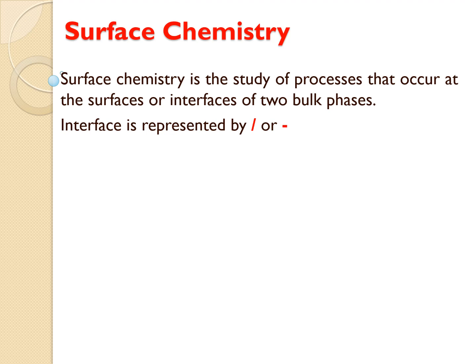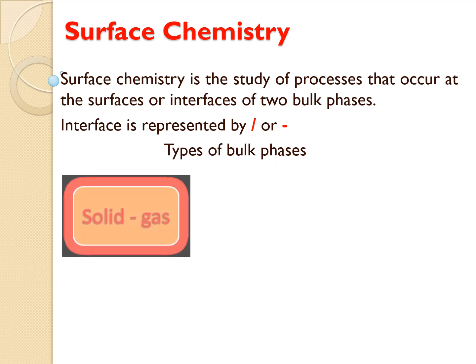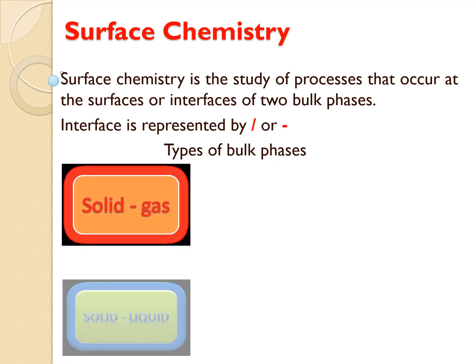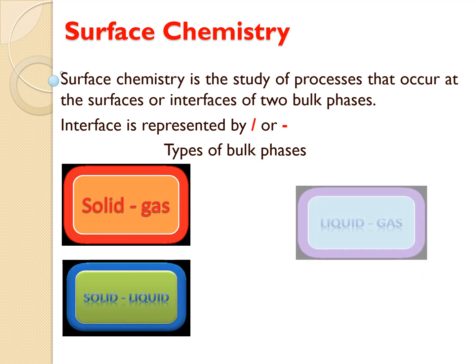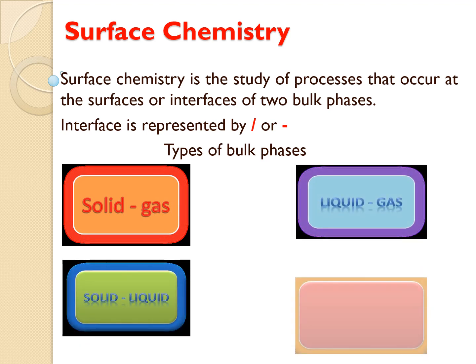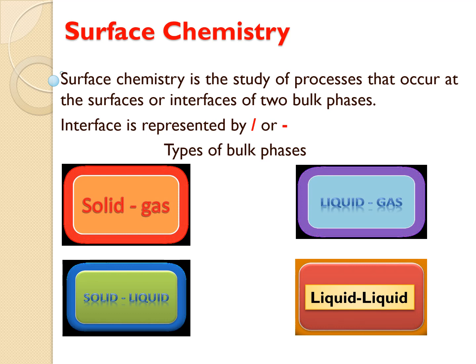Usually, interface is represented by slash or hyphen. Types of bulk phases are solid-gas, solid-liquid, liquid-gas, liquid-liquid. In all the four cases, we can very well see that there is a hyphen in between. This hyphen symbolizes nothing but interface.